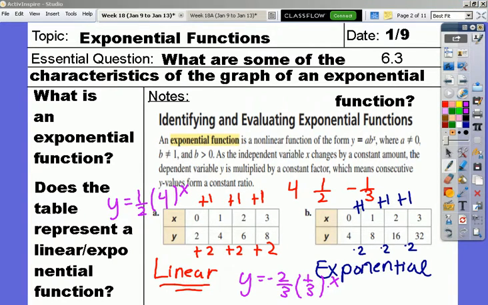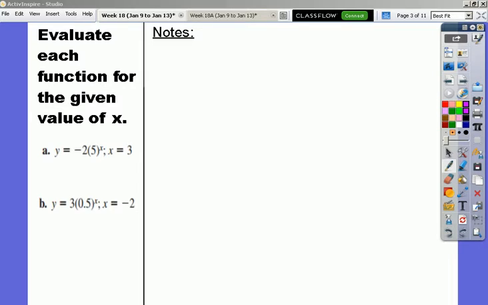All right, so this says evaluate each function for the given value of x. This is important because it's going to lead us into graphing. Because when we graph, we're going to use a t-chart, so we're going to have to evaluate for different values of x. So this says evaluate our function, y equals -2 times 5 to the x, for the value x equals 3. And then b says evaluate the function 3 times 0.5 raised to the x, for the given value of x equals -2. Notice the parentheses.